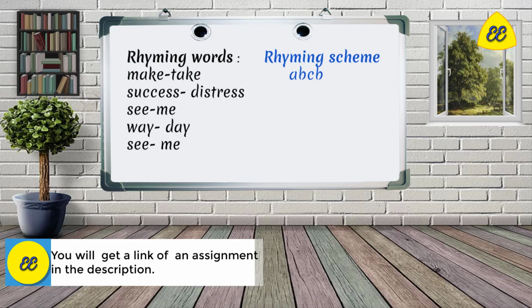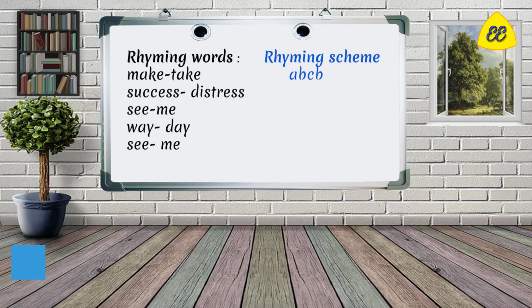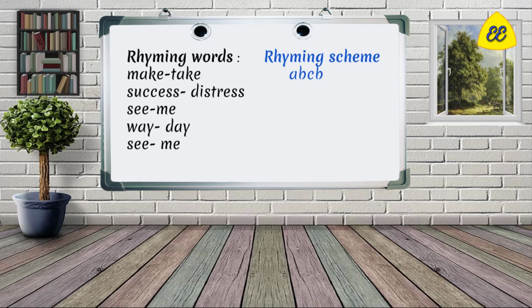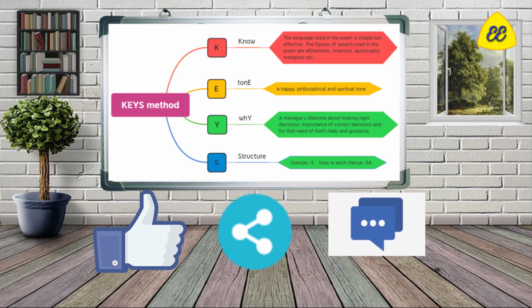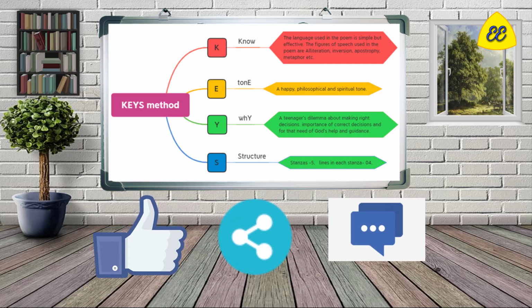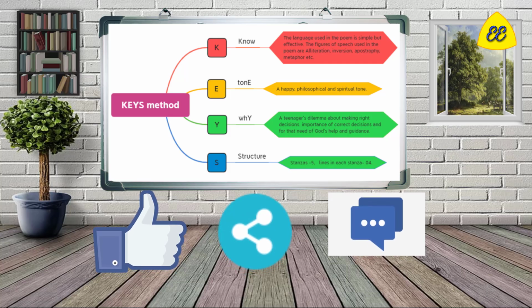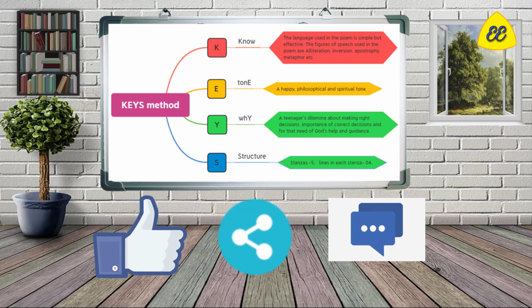Now look at the rhyming words and rhyming scheme of this poem. Have you enjoyed the poem? Now this is the keys method, and you will find the summary of the poem.